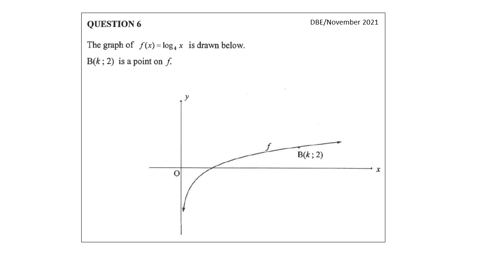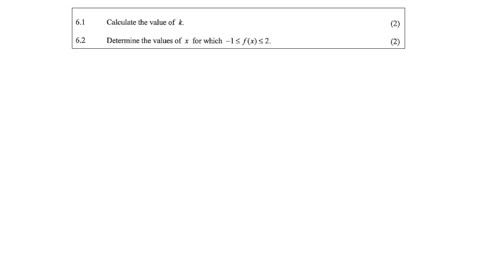We are now going to look at question 6 of the same question paper, and here they give us a graph of f(x) equal to log base 4 of x. That is drawn below, and then they give us the point B with coordinates (k; 2), and B is a point on the graph of f. For this question, students scored an average of 48%.